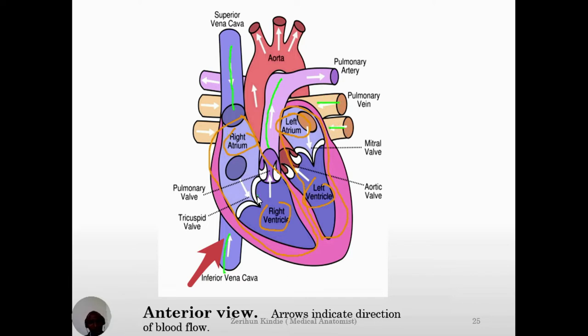So the right atrium and the right ventricle receive deoxygenated blood from the superior vena cava and the inferior vena cava. And the left side of the heart, the left atrium and the left ventricle, receive blood from the lung, from the pulmonary veins, the left pulmonary vein and the right pulmonary vein. So the four pulmonary veins send blood to the left atrium. The left atrium pushes blood to the left ventricle. Finally, the left ventricle pumps blood to the aorta. So the aorta distributes blood to different parts of the body.